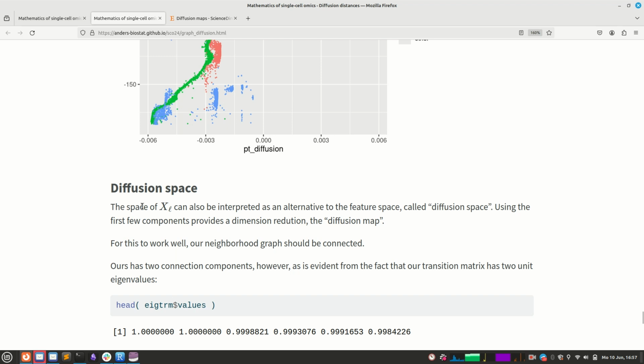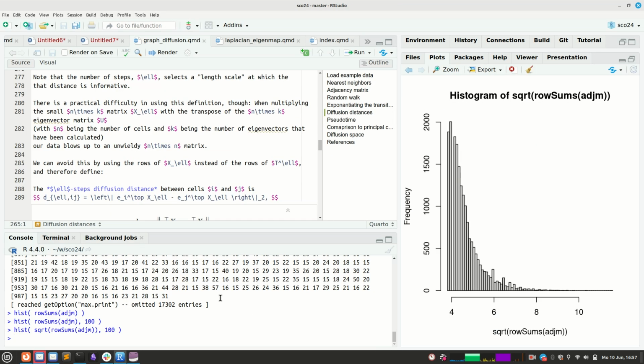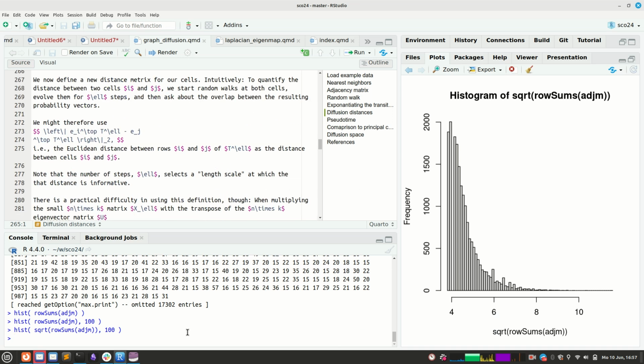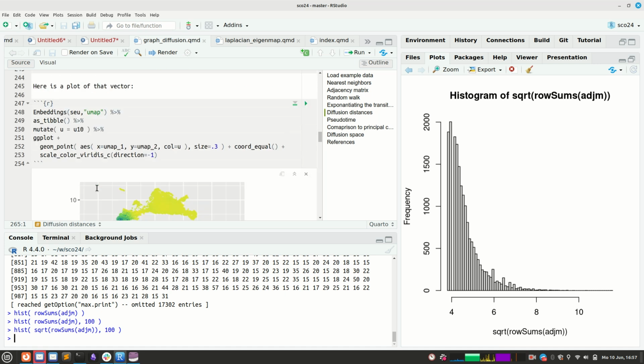And the thing that they next did is they also argued that this space XL, you remember this matrix where we don't do the back rotation from the diffusion space into our feature space, which has only 100 dimensions, that this is maybe useful. Let's look at the XM matrix that we've just calculated and that we used for our diffusion matrix. Where is it?